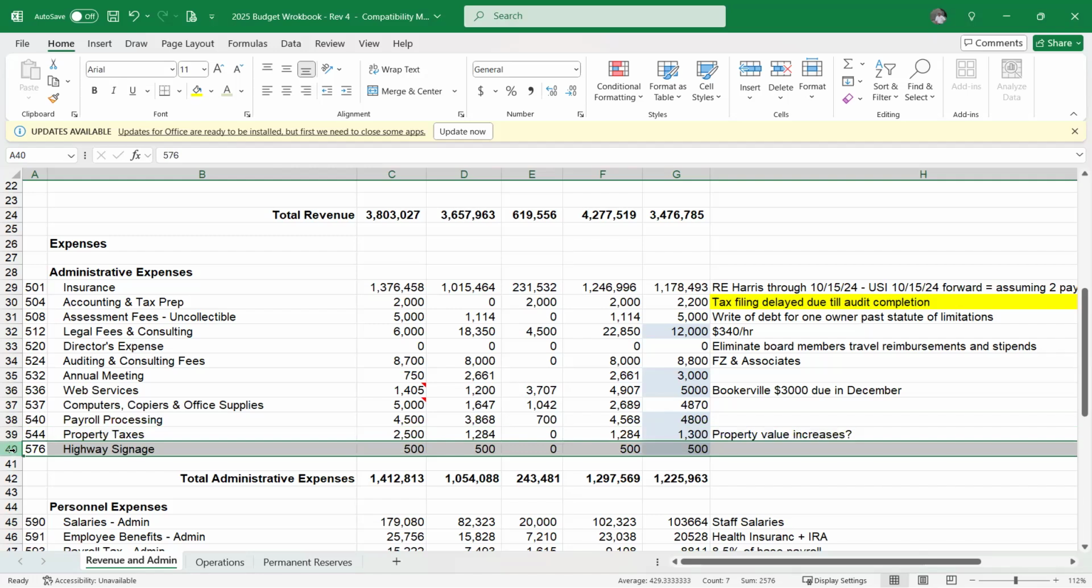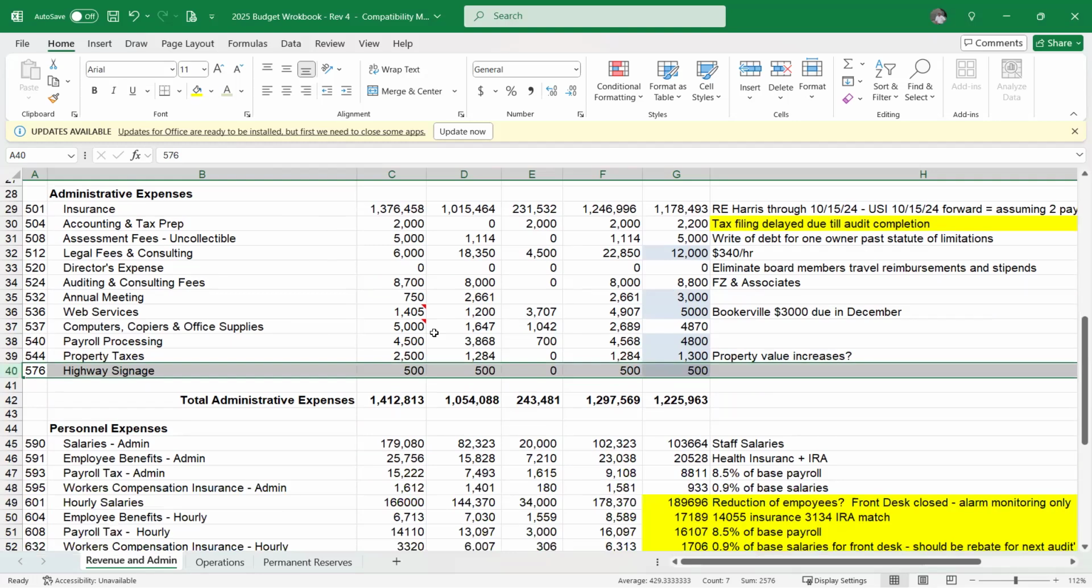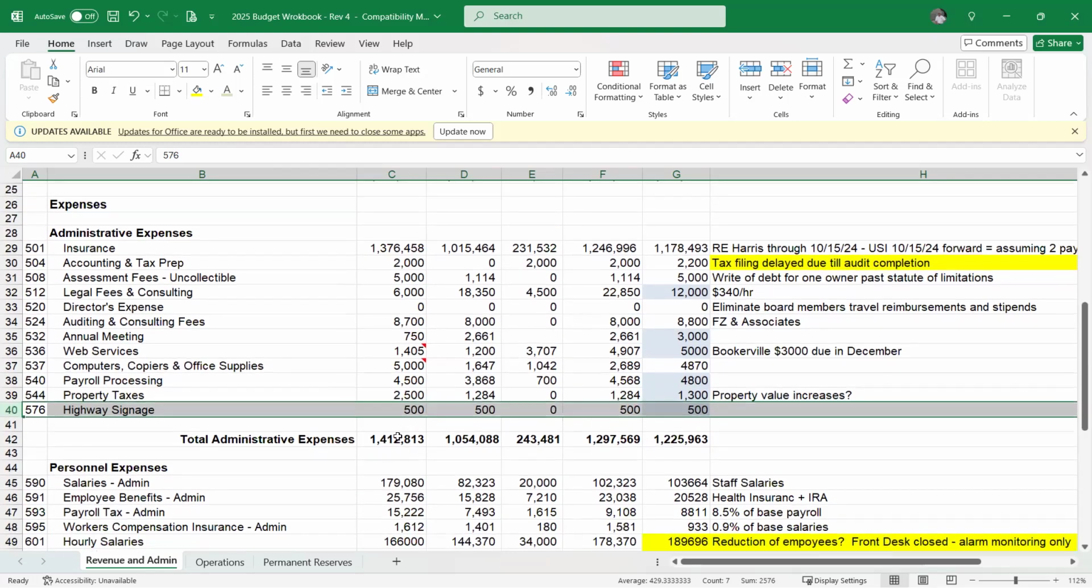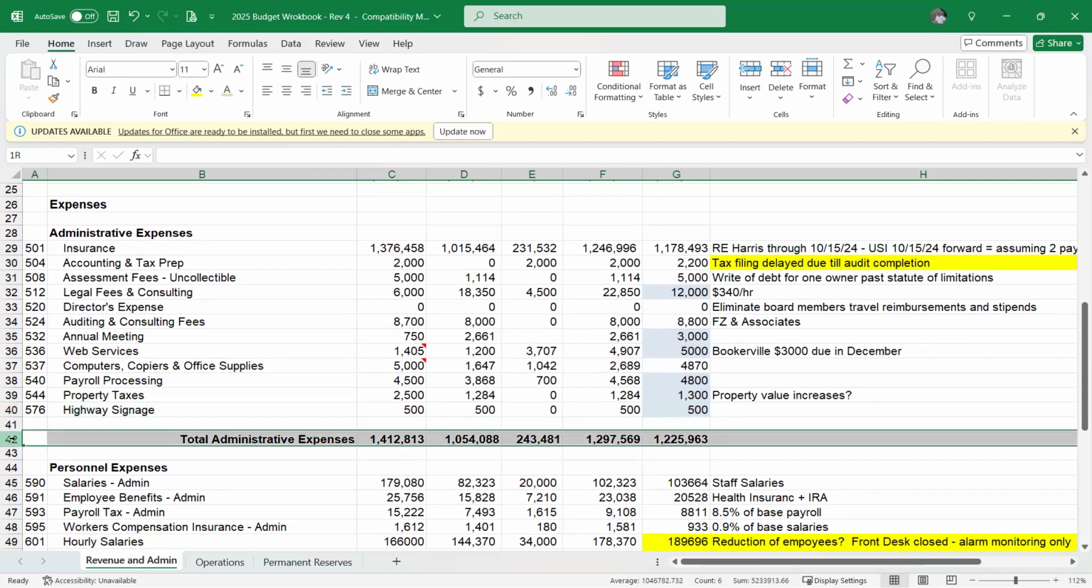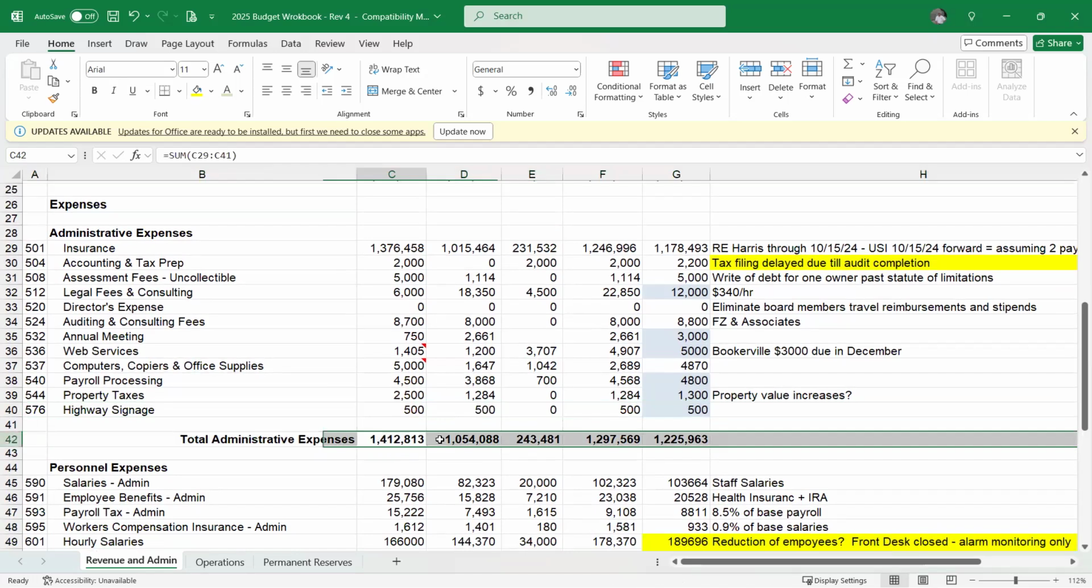And then the highway, this is the blue highway signs, the Tamaron signs going north and going south, coming towards the property. So there's that. So this, we budgeted these amounts here. We spent this. So we're in a little bit better shape.